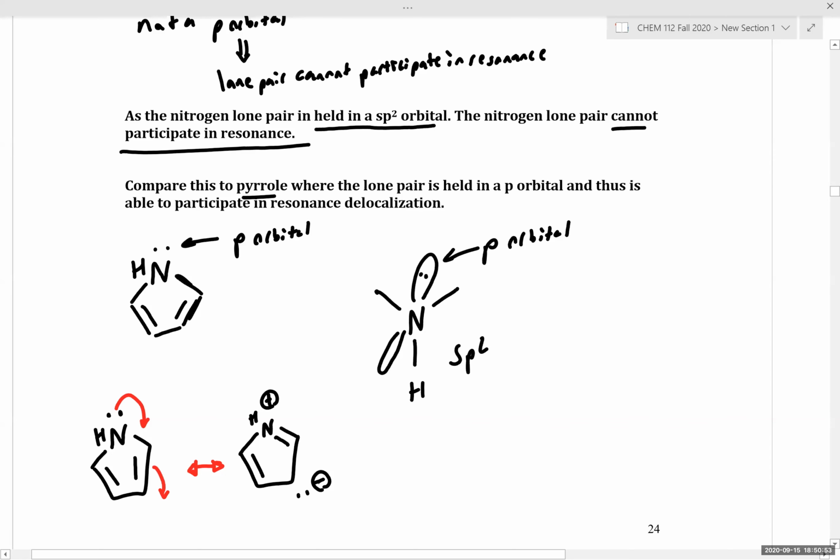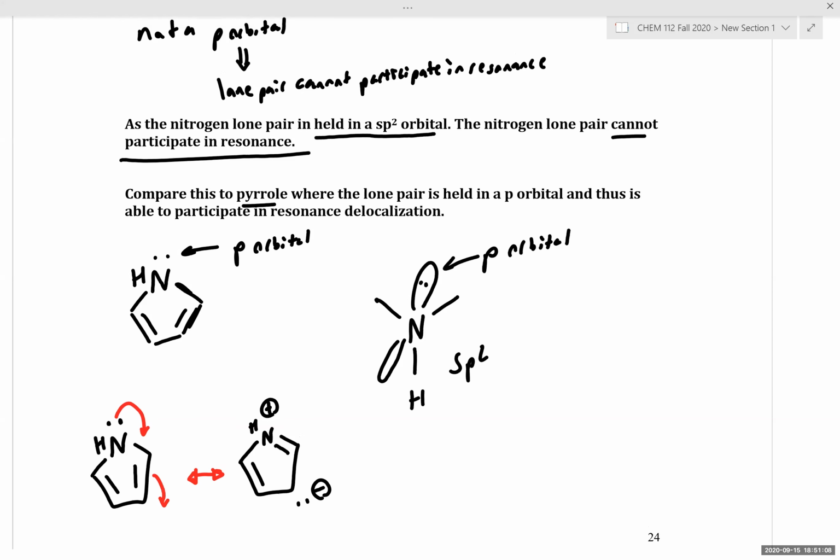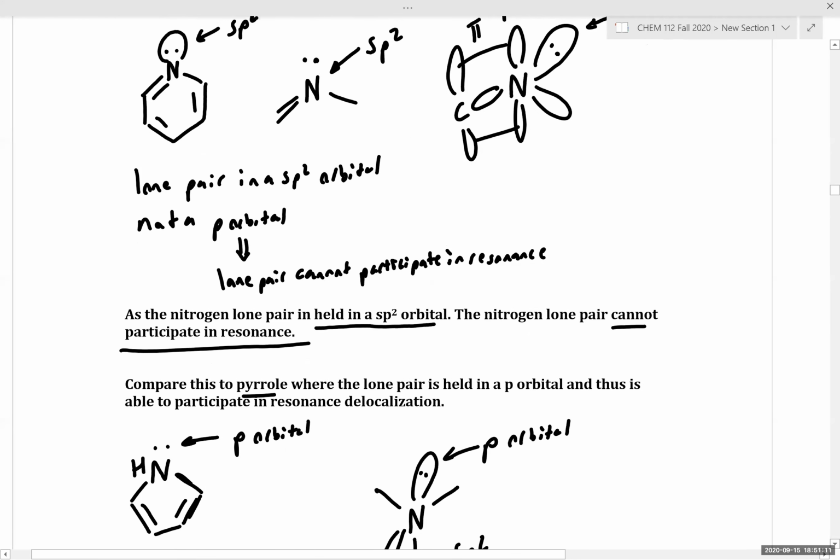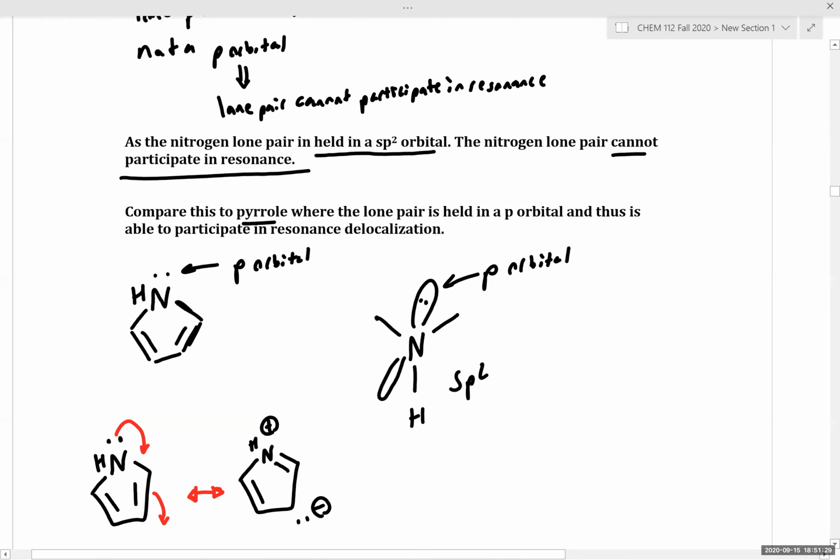For those who recall our earlier example of an enamine, pyrrole often reminds me of an enamine in terms of possible resonance structures and possible sites of reactivity. Does this example make sense? Pyridine versus pyrrole. Does everyone understand why they have very different lone pair reactivity and very different lone pair behavior? Because the lone pairs are in different orbitals. Pyridine, the lone pair is stuck. Pyrrole, it's in a p orbital and it can be delocalized via resonance. Any questions before we move on to the next example?